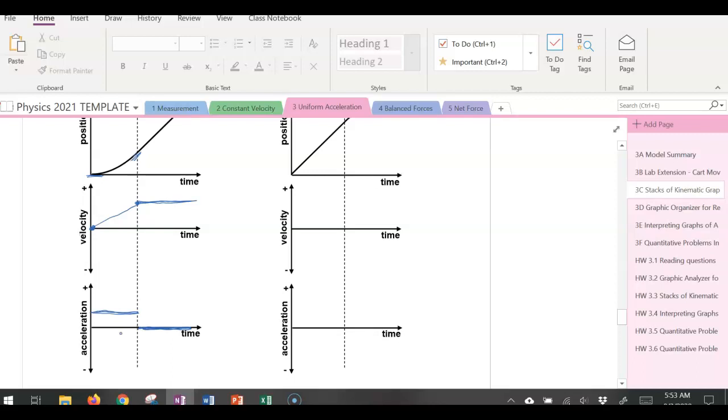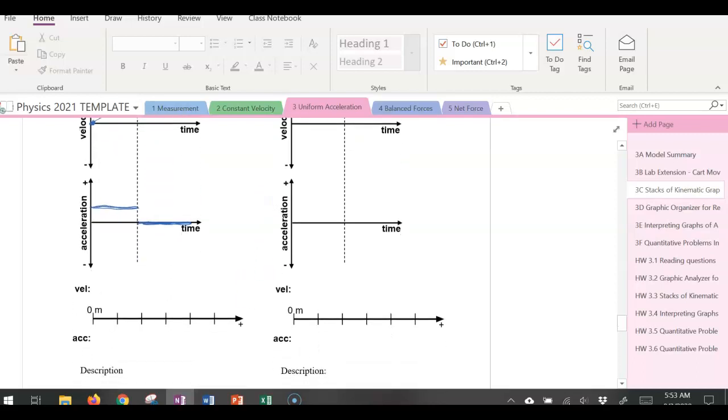Let's show a motion map for this. So it starts at position 0 and it gets faster. So it starts out very slow and then it gets faster. So I see my velocity arrows pointing to the right and getting longer. And then it stays at a constant velocity, and I'm running out of space, so I'm only going to show 2 arrows, but it shows a constant velocity for the last part of the trip.